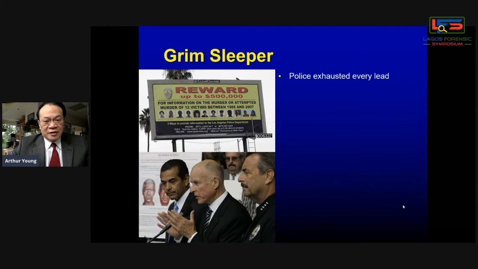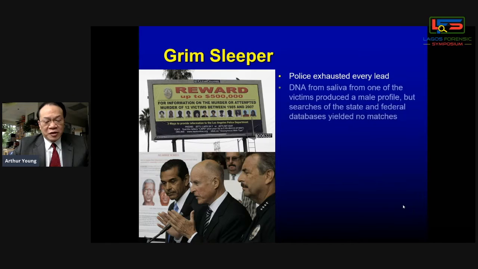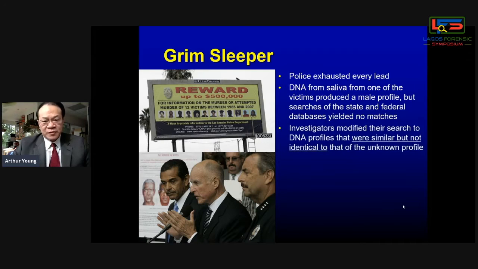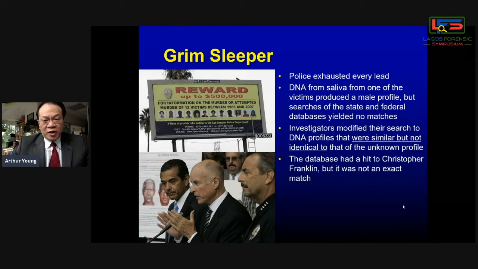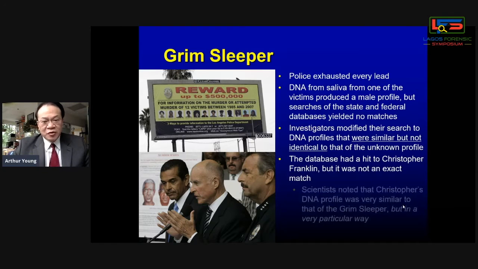Police and law enforcement officials had taken extensive steps to try and identify this person, from offering rewards of $500,000 to pleading for assistance from the public with any sort of leads. Now, DNA from saliva from one of the victims had produced a male profile, yet searches through federal and state databases yielded no matches. Investigators modified their search for DNA profiles that were similar to, but not identical to, that of the unknown profile.